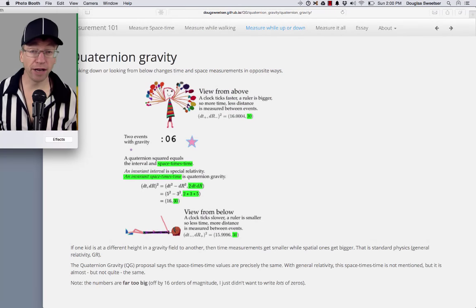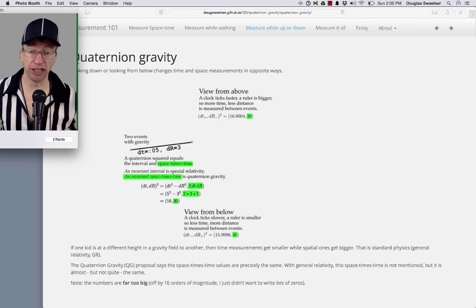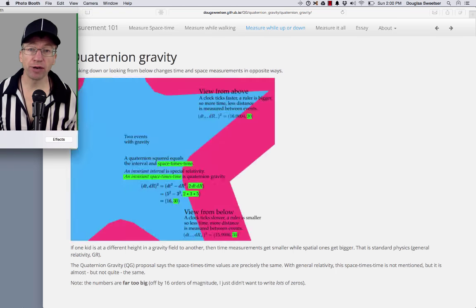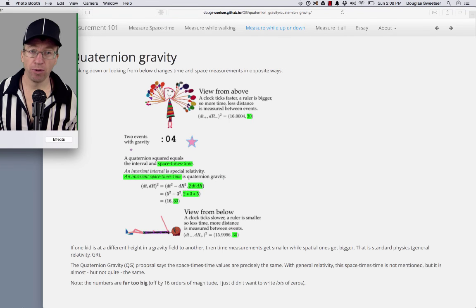Hello, I'm Doug. This is a Measurement 101 page cast, 3 minutes talking about a particular web page on this site. In this case, I'm talking about the measuring while up or down, or equivalently, the Quaternion gravity page.